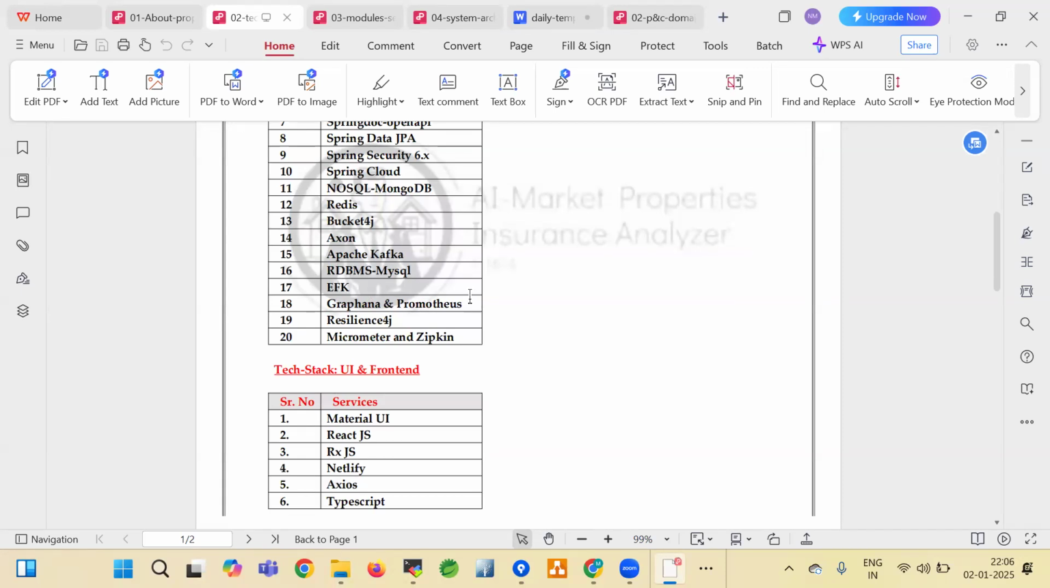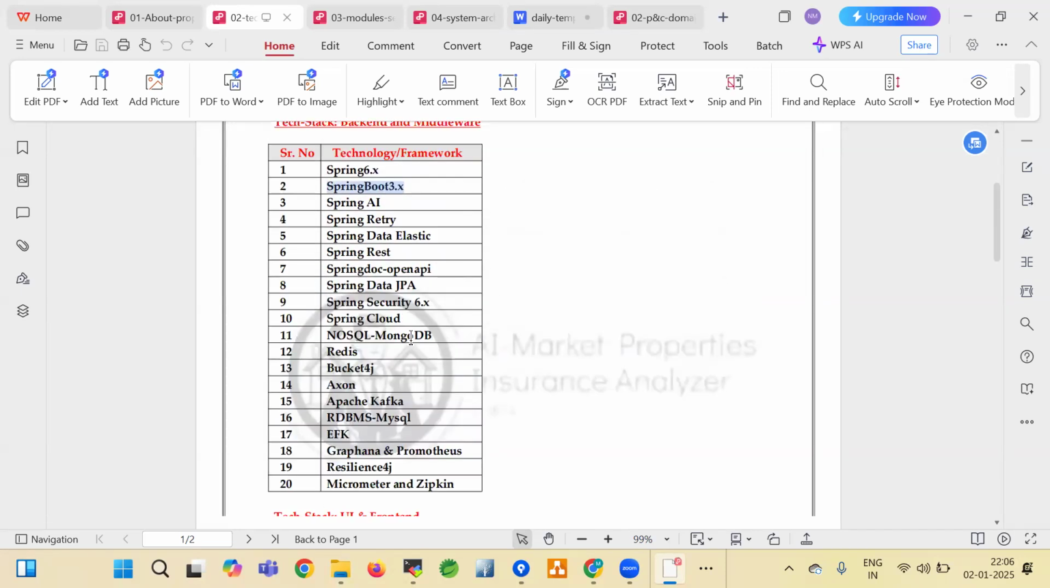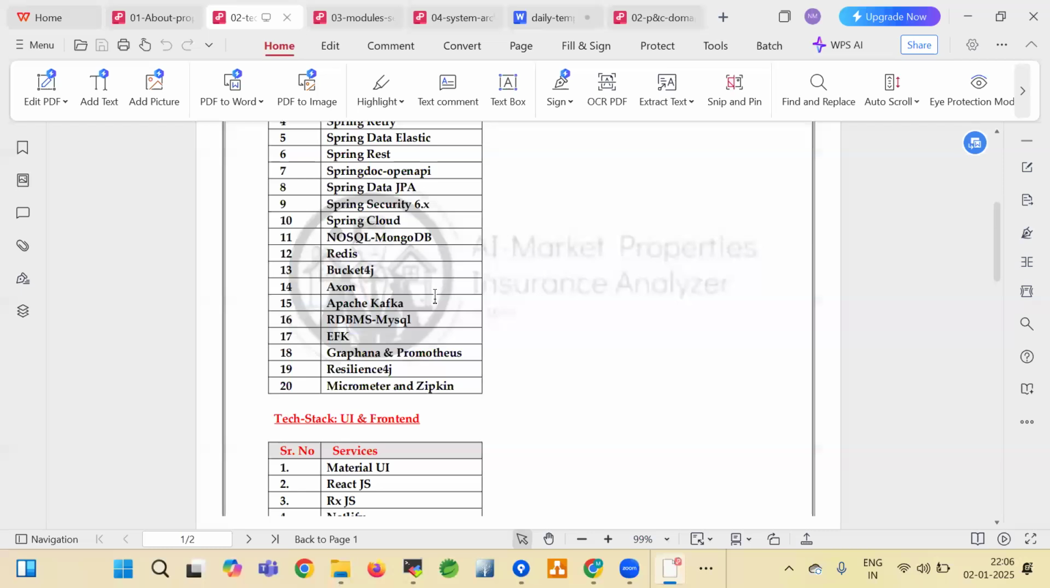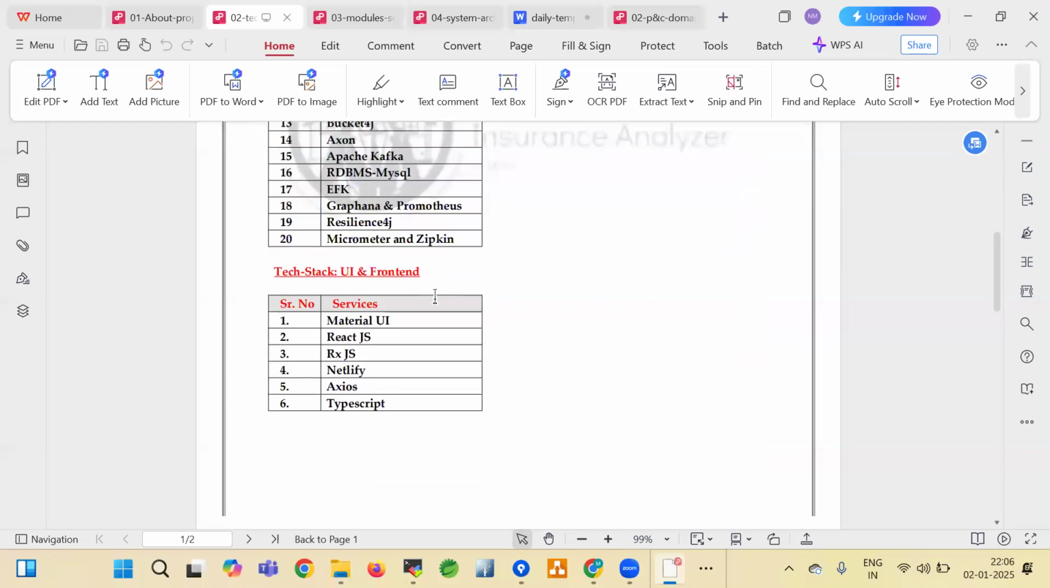Grafana and then Prometheus we're going to use for the monitoring purpose. Then Resilience4J we're going to use to provide more resiliency to our services. And Micrometer and then Zipkin we can use to trace the service-to-service communication. So these are all the technology or framework stack that we're going to use for our backend.